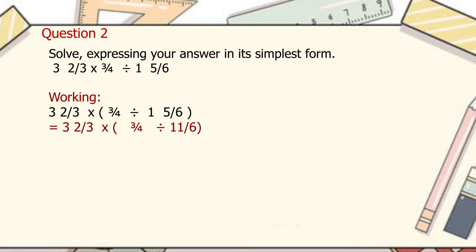Now we can actually work this problem. Let's go to the next line. 3 2/3 multiplied by, open bracket, 3/4. We change the division sign to multiplication and we invert the fraction. So it will read 3/4 multiplied by 6/11. Let's cancel out. We have 3/4 multiplied by 6/11.